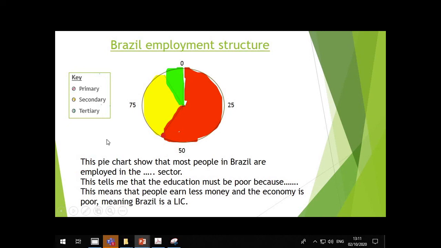We then need to analyse the employment structure. I will read through it first and then I will leave it for you to complete. This pie chart shows that most people in Brazil are employed in the, so which is the biggest chunk of pie? The primary sector. This tells me that education must be poor because, what did we say about primary sectors earlier? They are full of jobs that don't require education. You will be able to fish, farm or mine without using school education. Whereas the tertiary jobs at the top require degrees, they require higher education, such as a teacher, such as a doctor. So this means that people earn less money and the economy is poor, meaning Brazil is an LIC.